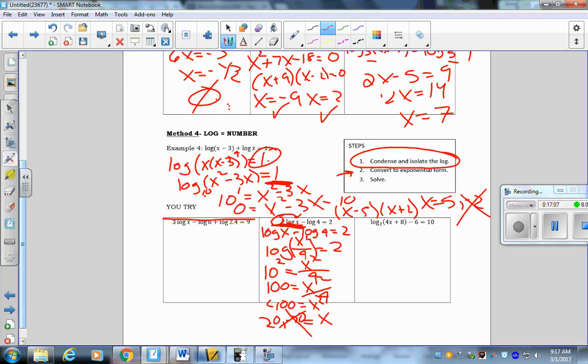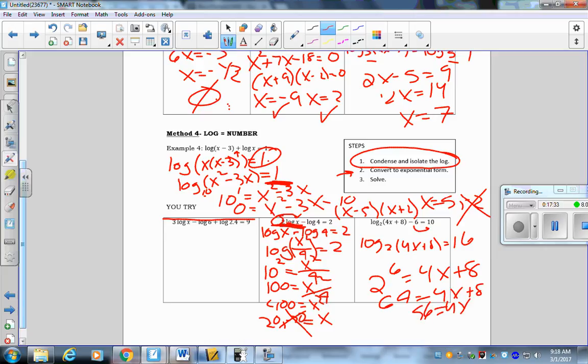All right, the last one, isolate. So in this case, I have the 6, move it over. So I've got log base 2 of x minus 5 equals 6... it's isolated, it's condensed, there's no exponents. So I can do 2 to the 6. 2 to the 6, hold on, 4, 8, 16, 32, 64 equals x minus 5. X equals 9. Put that back in, it will work out. All right. We are done.